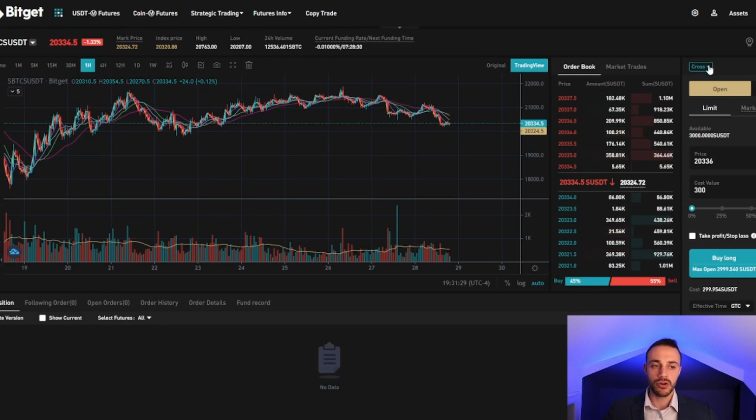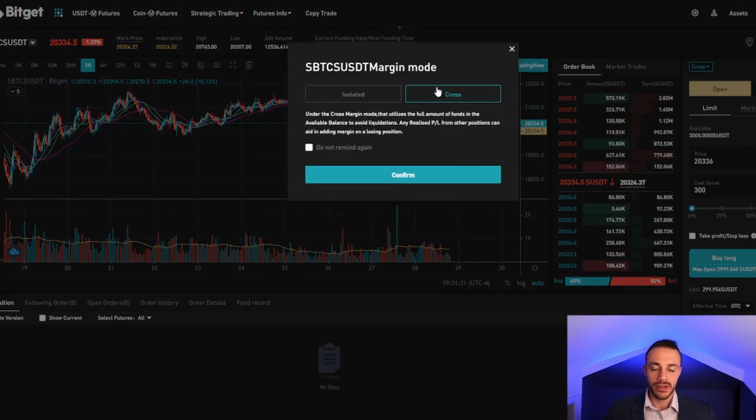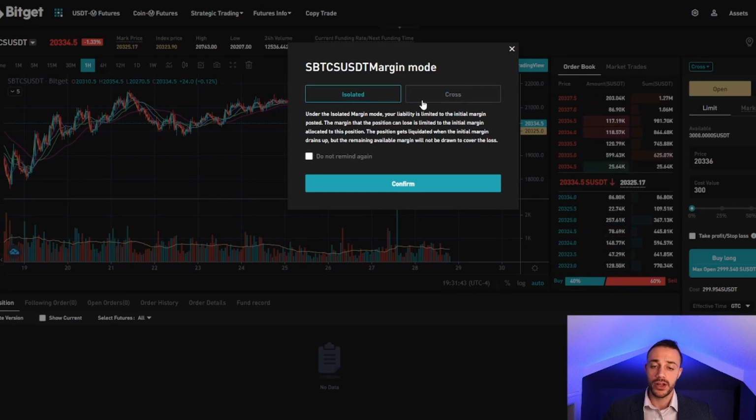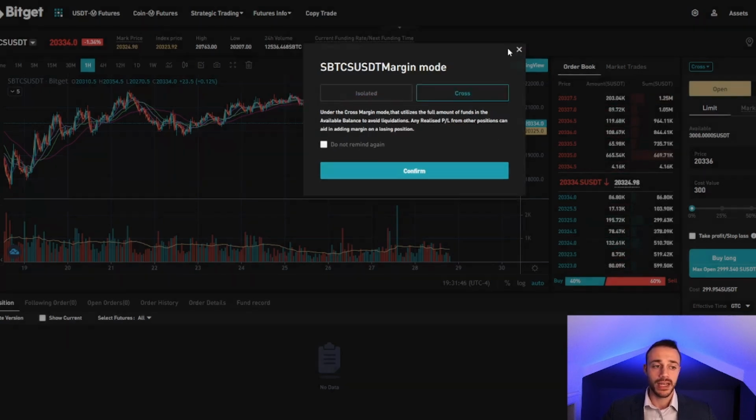I typically use cross nowadays, but I always use a stop loss. I always manage my risk appropriately so I never have to worry about losing more than I want to. Before I enter into a trade, I will always know exactly how much money I can lose if my stop loss is hit. So I use cross, but if you're brand new, you can use isolated. So that is cross and isolated margin.